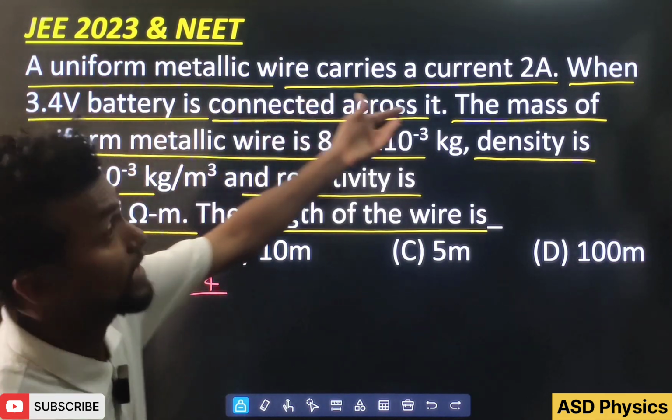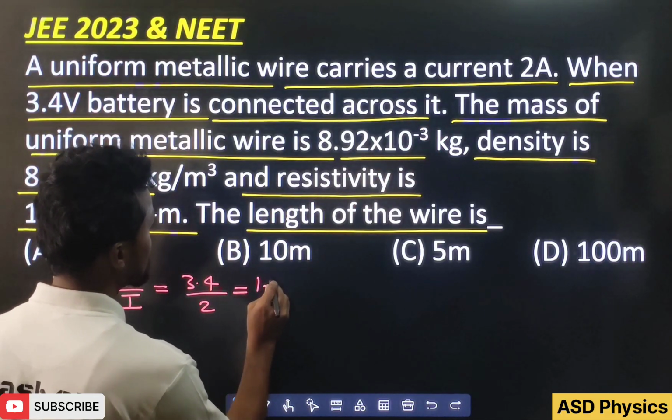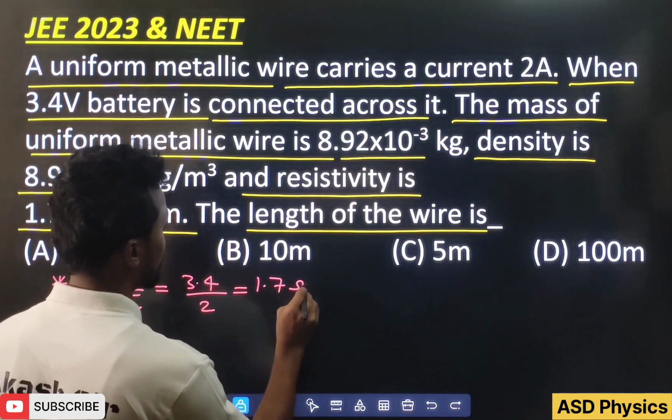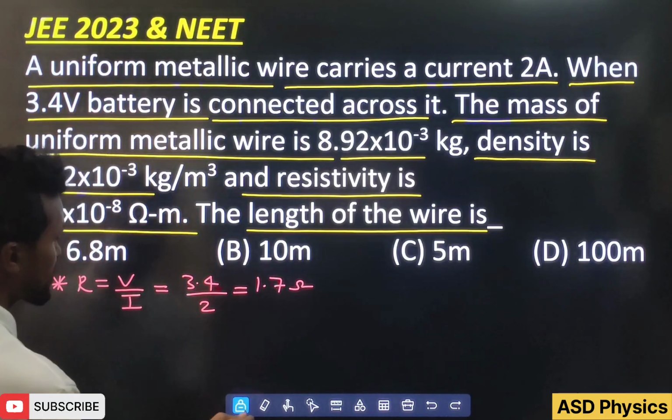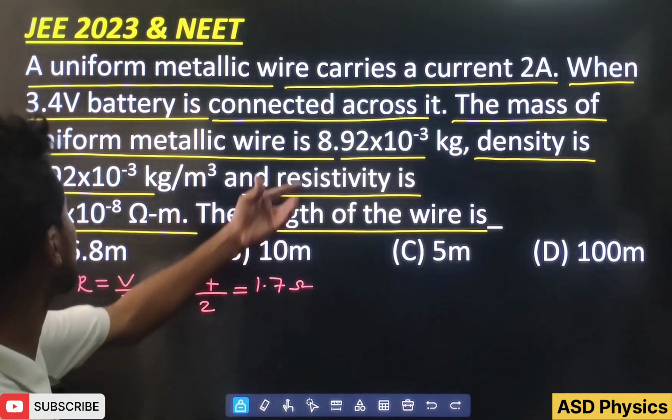This is the 3.4, and how much is there? 2. The data is too much, so we have to be careful. So it will come here, how much is there? 1.7 ohm. Okay. After that, let me write the values here, please. Now, other values are there. So many values are there.